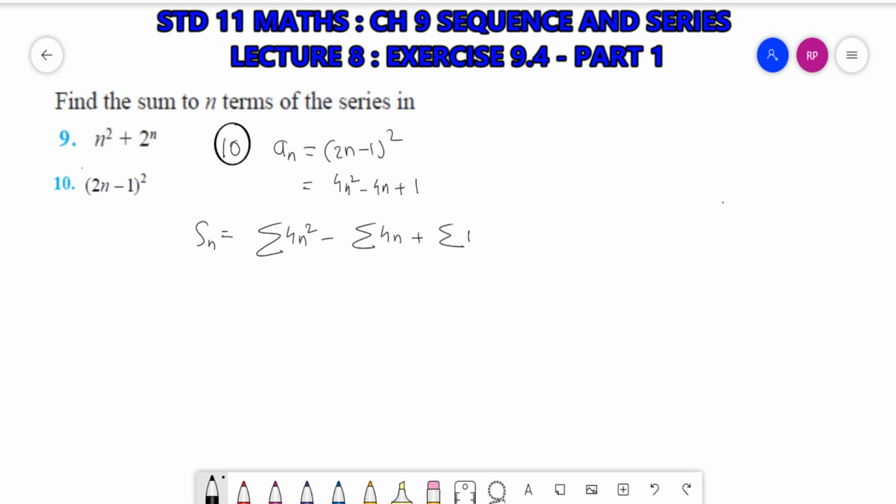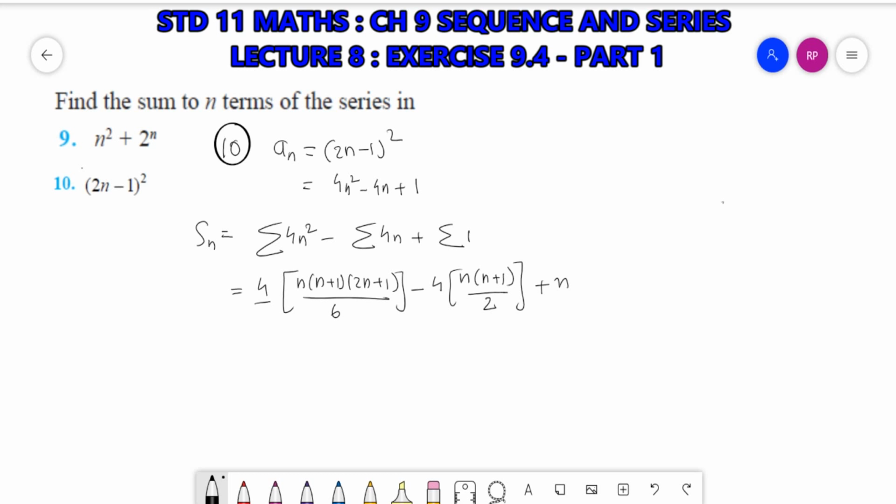So Sn will be equal to summation of 4n square minus summation of 4n plus summation of 1. Okay, so 4 is constant: summation of n square is n plus 1, 2n plus 1 upon 6, minus 4 times summation of n, which is n plus 1 upon 2, plus summation of 1, which is n. Clear? So now let's see what we can take common.